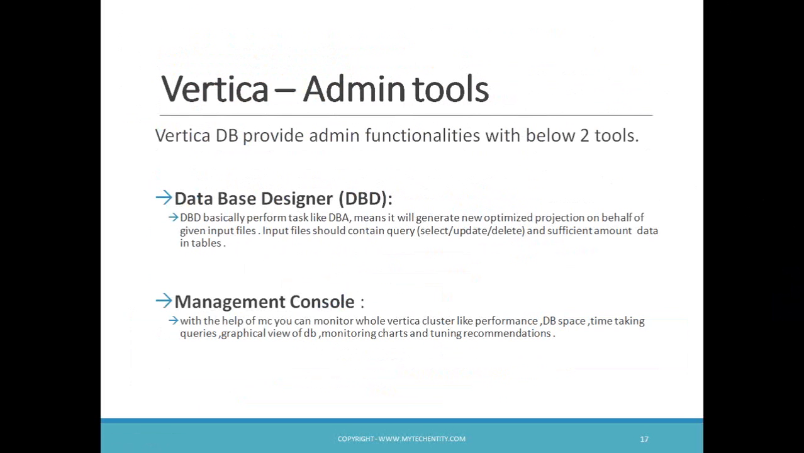Let's suppose you are creating a new data warehouse system. Initially you have only one projection on a table, but later you think you need to optimize certain queries you are running on the Vertica system. These are time-taking queries. From a dashboard point of view, you may have some fixed queries which you run daily. You can pass these select queries to the DBD, and DBD will generate a perfect optimized projection for you, and after that you can see a tremendous change in performance.